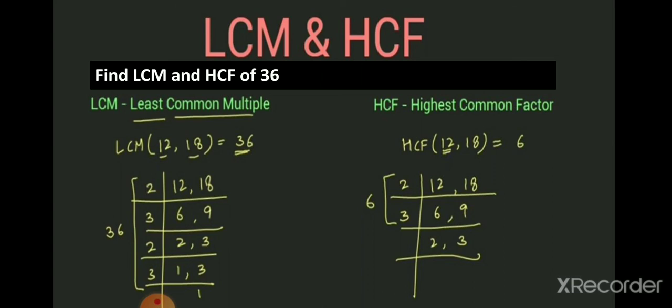And for our HCF, now for 12 and 18, we will see the smallest prime number that is common to both. So 2 6 and 2 9. Again the smallest prime number that is common to both is 3: 3 2 and 3 3. Now here there is no common number between 2 and 3, so we will leave it, and our highest common factor will be 2 into 3, that is 6.